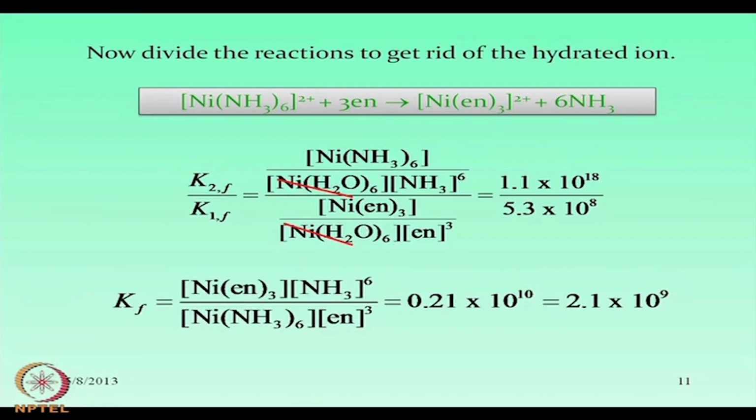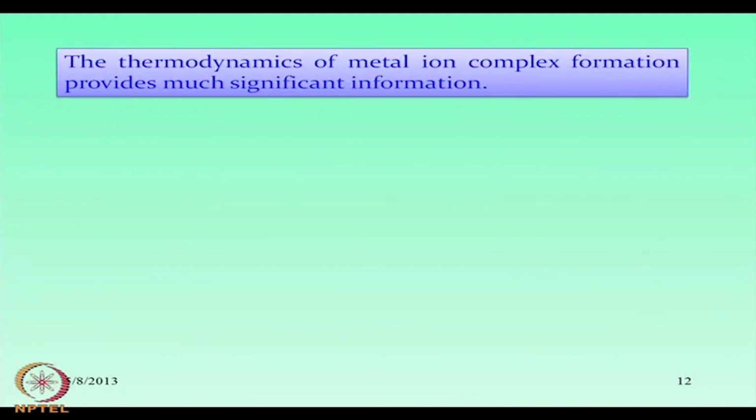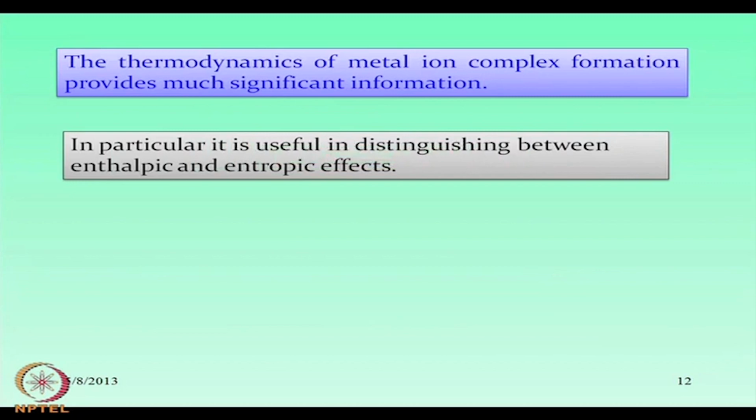So, these values basically give us some idea of how we get the corresponding values for the thermodynamic stabilities of these complexes. So, it gives us some information that the thermodynamics of the metal ion complex formation provides significant information about the stabilities of these complexes, and in particular it is useful in distinguishing between the two parts. So, the thermodynamic stability constants can have two parts. One is the corresponding enthalpic term and another is the corresponding entropic effects.